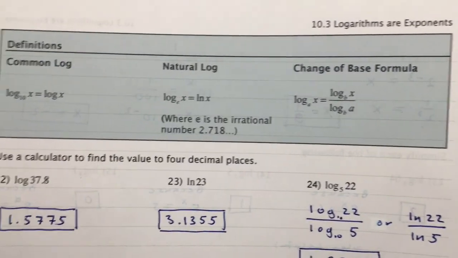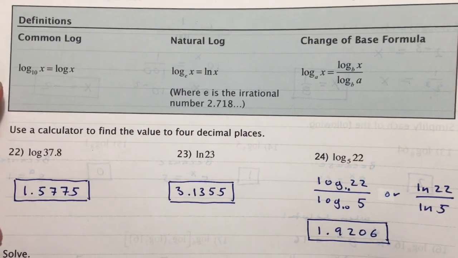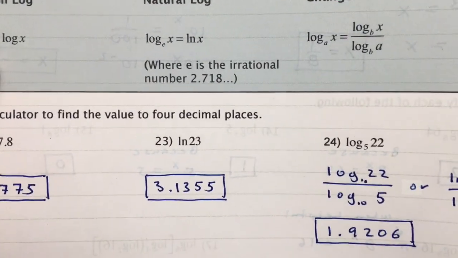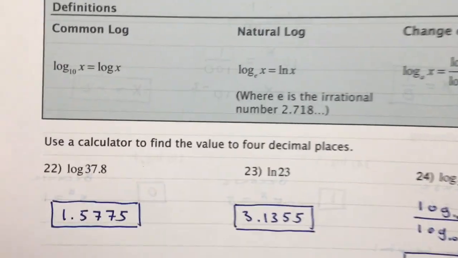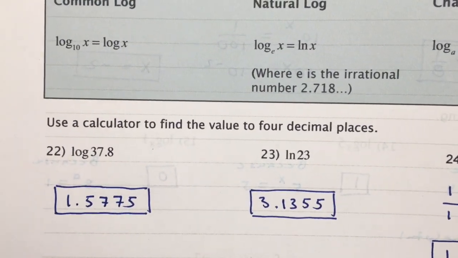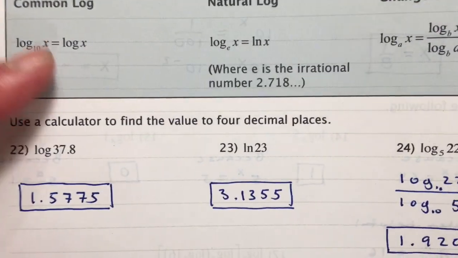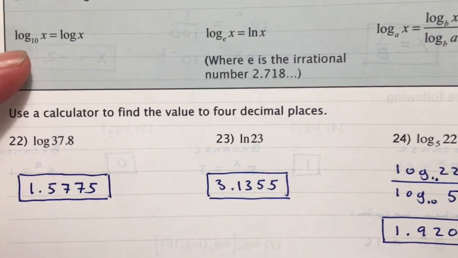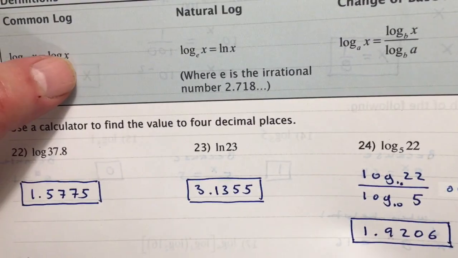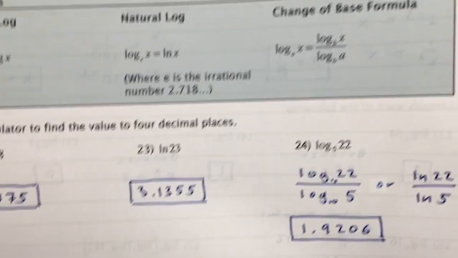Okay, so we got some definitions, and I forgot to print this. So if I have log base 10 of x, it's kind of like having a square root, how we don't write the little 2 in the index. So plain log x is going to be the same thing as log base 10. So when there's nothing there, it's an implied 10.